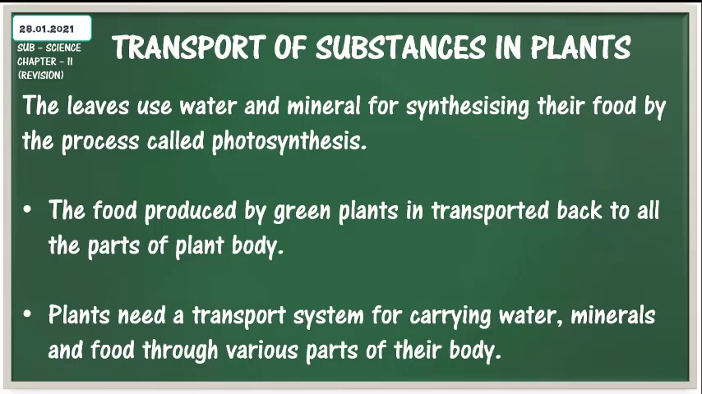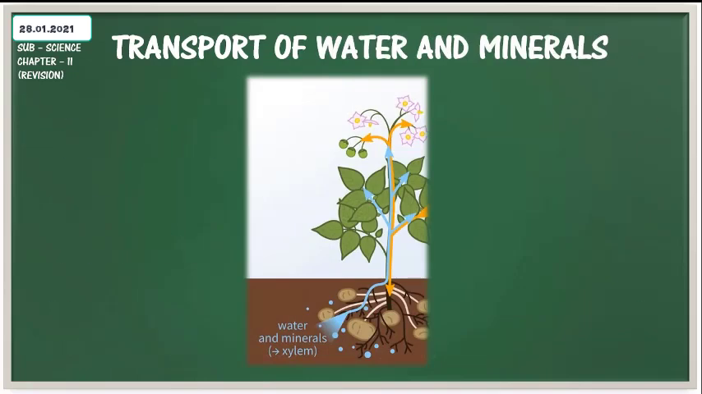Transport of water and minerals. Plant roots absorb the water and mineral from the soil. The roots possess root hair which increase the surface area of the root for absorption of water and minerals that is dissolved in the water.